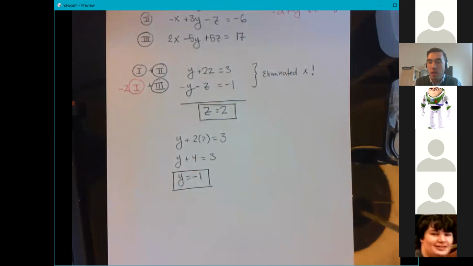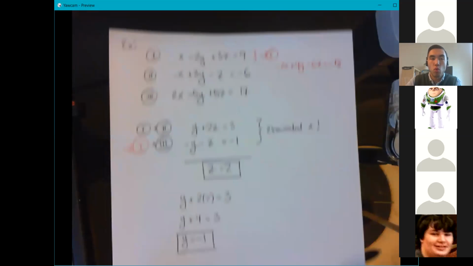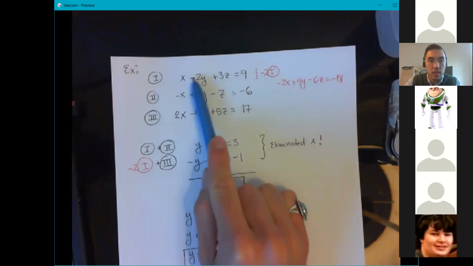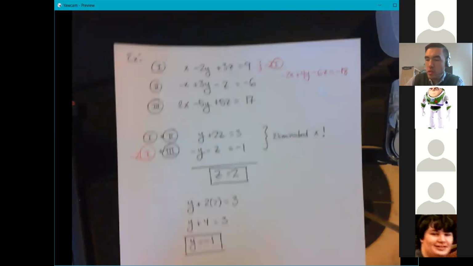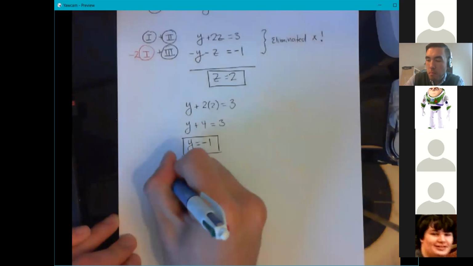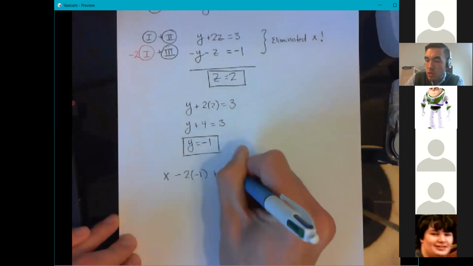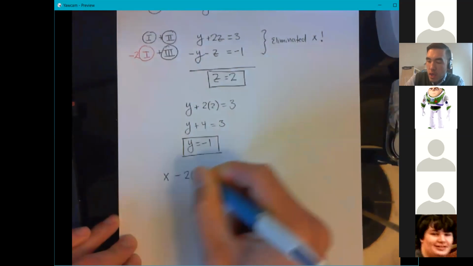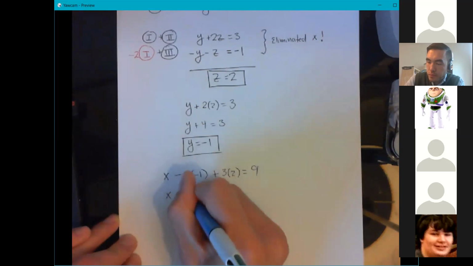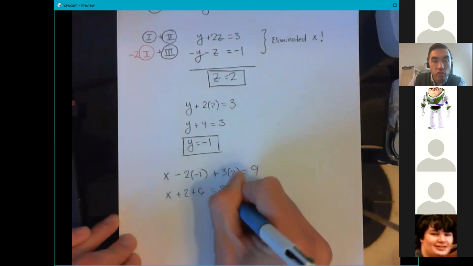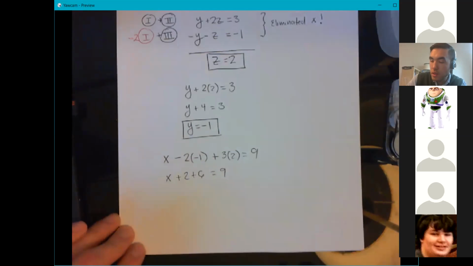And now finally, I can take these two values and plug them into any of the initial equations whatsoever. Again, I'm just going to plug this into equation number 1 because x is already isolated. So I just pop in the y and the z, and that'll give me back my x. The first equation is telling me that x minus 2 times negative 1 plus 3 times 2 is equal to 9. X plus 2 plus 6 is equal to 9. And so I'll subtract 8 from both sides. X is equal to 1.